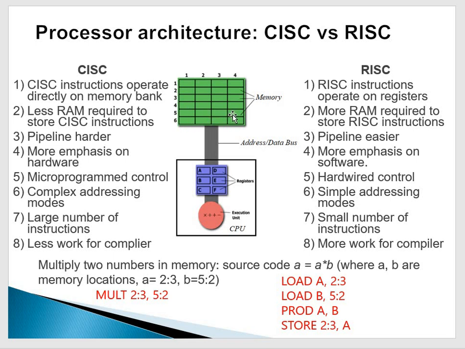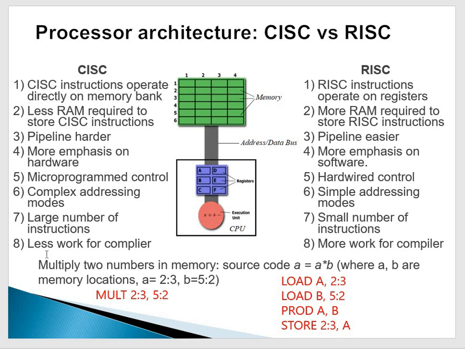So this is memory location 5. One part of the number B is stored at 5, another part is stored at 2. Now we will have to multiply, and after the multiplication we will have to store the result at memory locations 2 and 3, as we have to store the result at A.